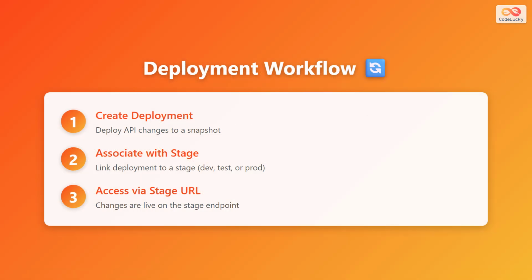The deployment workflow follows three simple steps. Step 1, create a deployment. This captures a snapshot of your API changes. Step 2, associate the deployment with a stage. You link this snapshot to a specific stage, whether that's dev, test, or prod. Step 3, access via the stage URL. Once associated, your changes are immediately live on that stage's endpoint. This workflow gives you fine-grained control over when and where changes are deployed, and you can associate the same deployment with multiple stages or roll back to previous deployments if needed.